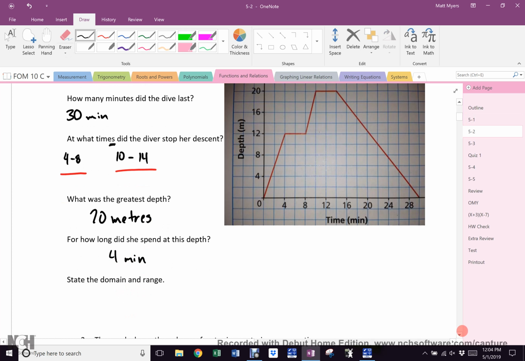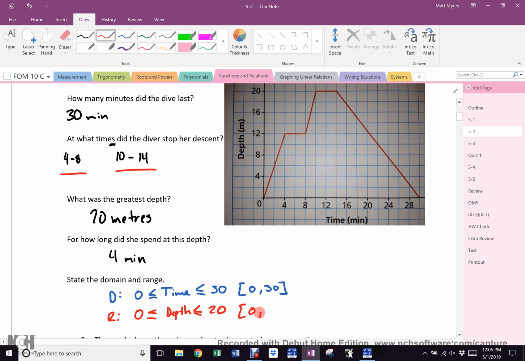What is the domain and range? So, what is the domain, which we will do in blue? No. 0, less than or equal to, time, less than or equal to 30. Or 0, 30. What is the range? Depth. 20. 0, 20. Is everybody cool?